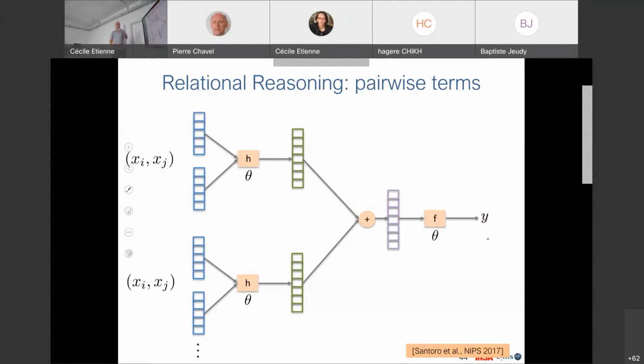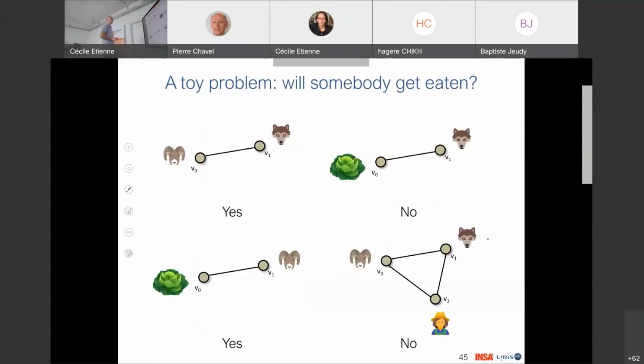Okay, so let's check a toy example again, and let's again talk about wolves and farmers. I now also add sheep and cabbage. This is actually quite a well-known problem. So we have lots of items. The wolf can eat the sheep. The problem here is we want to find out, does somebody get eaten? So if the wolf and the sheep, it's not a sheep, it's a goat, sorry.